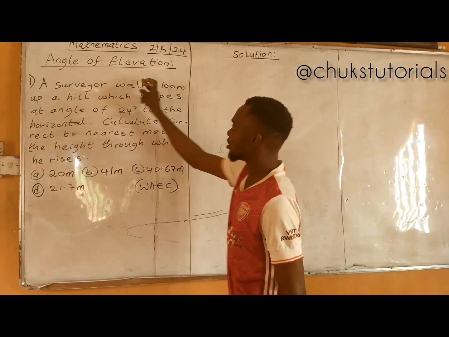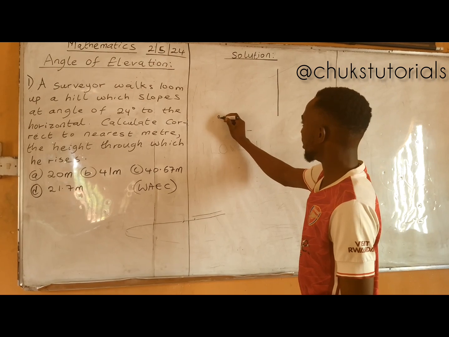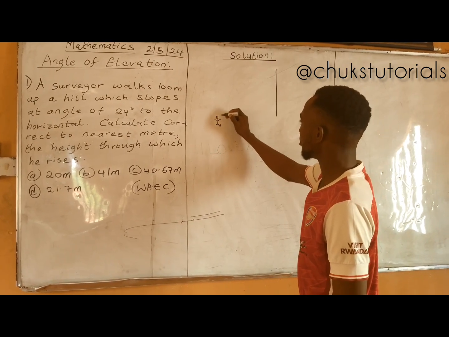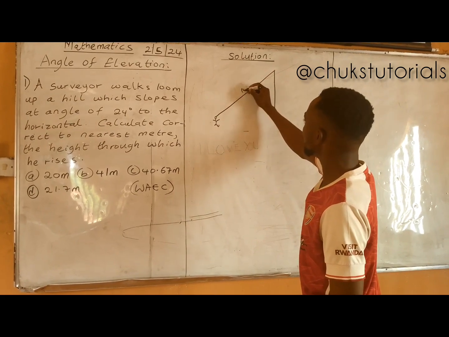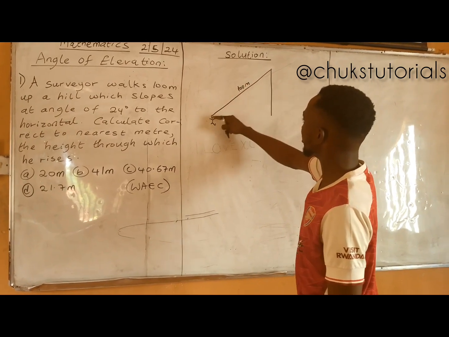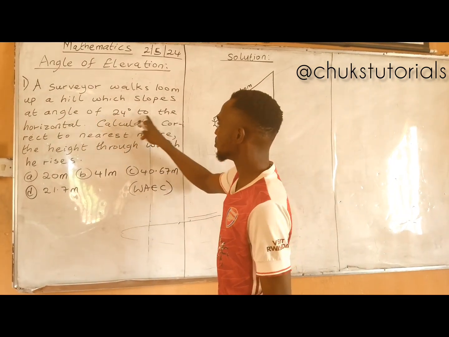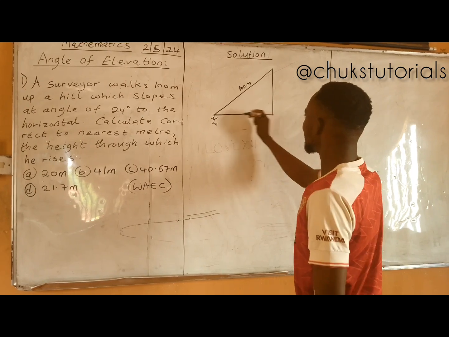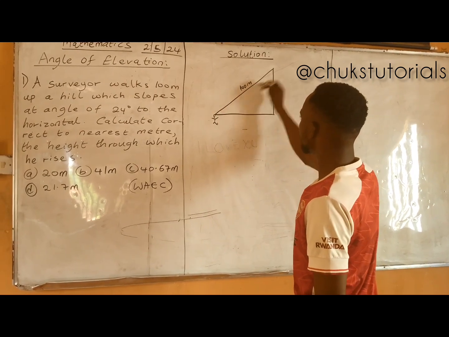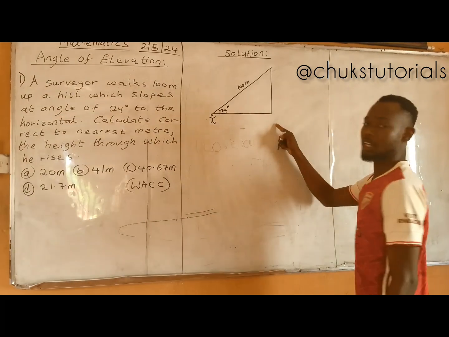Now, a surveyor walks 100 meters up a hill. Let's say this is a hill, and from here, let's say this is a surveyor, walks 100 meters up this hill. So from here to here is 100 meters. And then he makes an angle of 24 degrees to the horizontal. Now this is the horizontal line. So this surveyor makes an angle of 24 degrees to the horizontal.